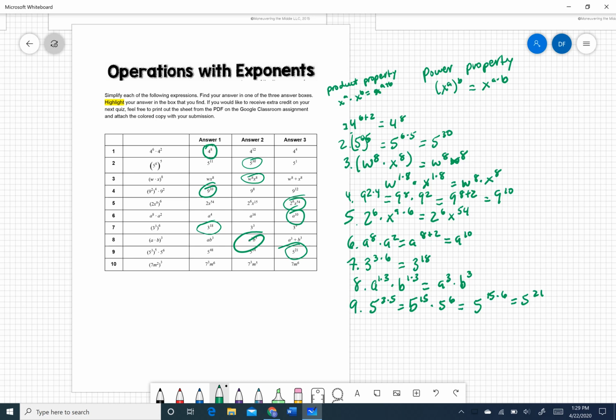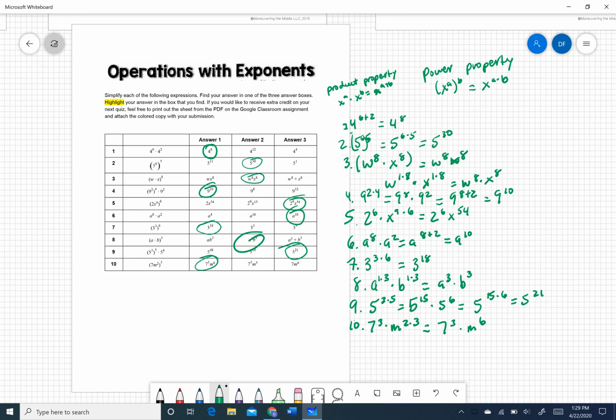Okay. And then lastly, for number 10, this is 7 times m squared to the 3rd power. So again, just like in number 5, I need to distribute 3 to both terms inside those parentheses, both the 7 and the m squared. So this is going to become 7 to the 3rd power times m to the 2nd times 3. Because of that power of a power property, I'm multiplying. So this becomes 7 to the third times m to the sixth. And so that answer is that first one there.